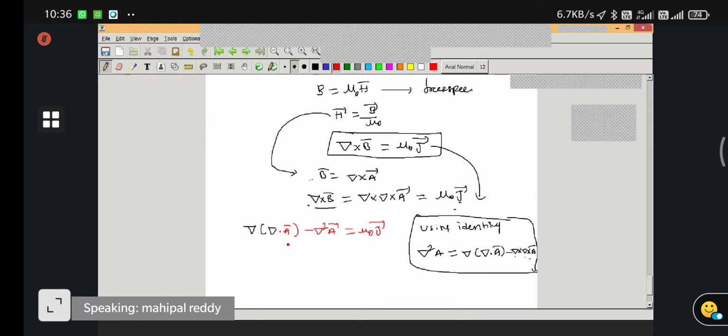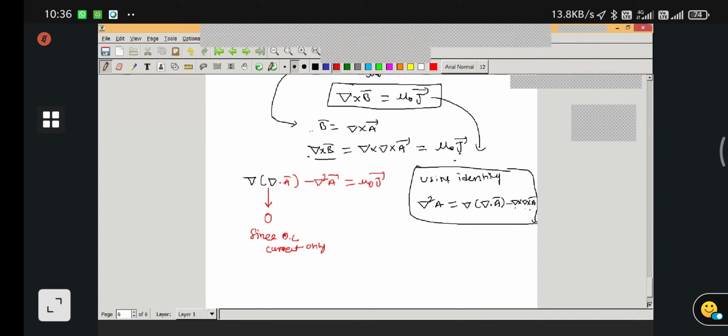Curl of B is mu naught J. Since this is DC current only, nothing but steady current, del dot A vector equals 0. Write in the box: del dot A vector equals 0. This term is 0, so minus del square A vector equals mu naught J.